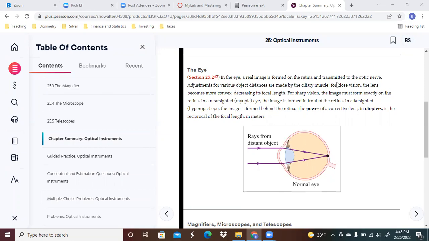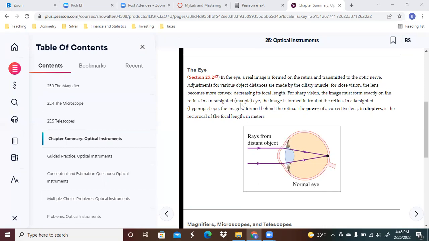So a real image is going to be formed on the retina and transmitted to the optic nerve. Adjustments for various object distances are made by the ciliary muscle. For close vision, the lens becomes more convex, decreasing its focal length. For sharp vision, the image must be formed exactly on the retina.